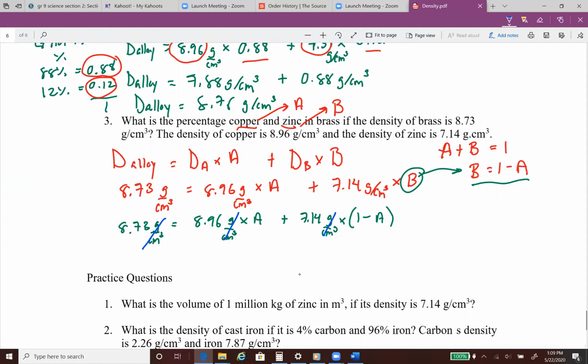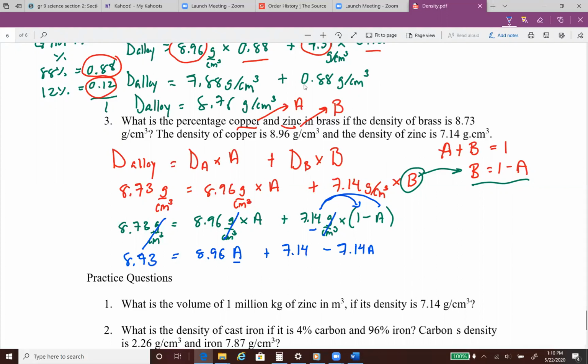All right, so 8.73 is equal to 8.96 times A. I'm just going to write that as 8.96A, plus, okay, so how do you expand this? Well, you multiply the number outside the bracket by everything inside the bracket. So 7.14 times 1 is just 7.14. And then 7.14 times the next value, which is negative A, so that's going to be negative 7.14A.